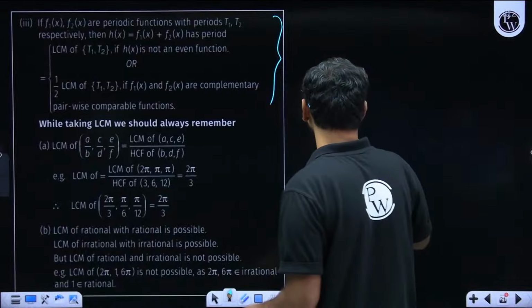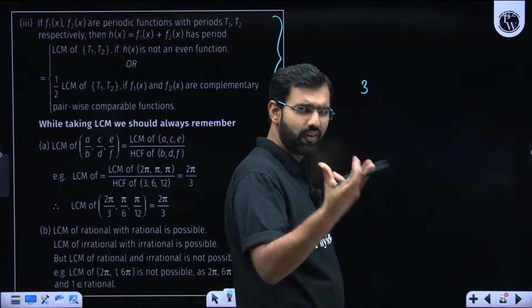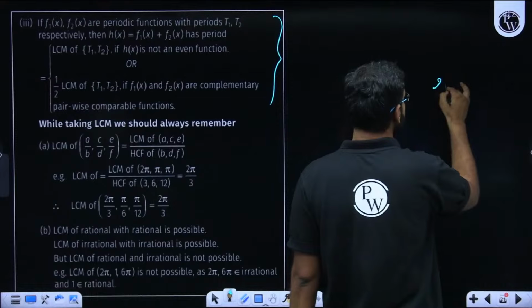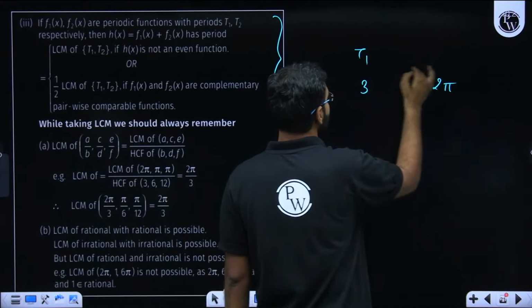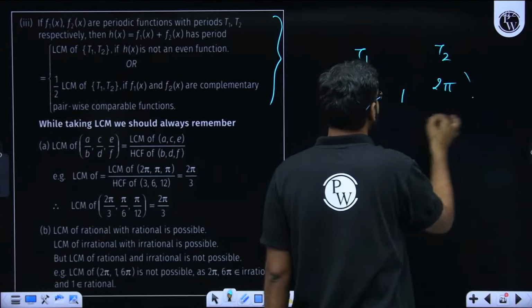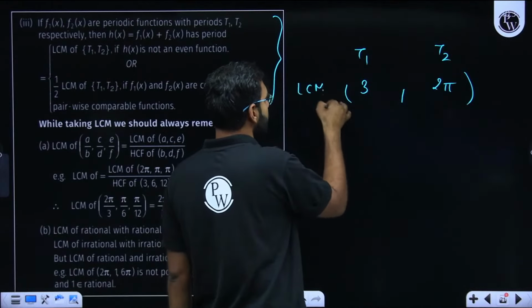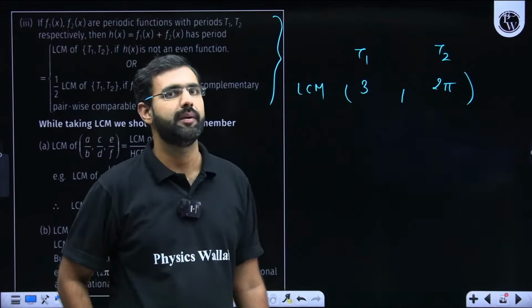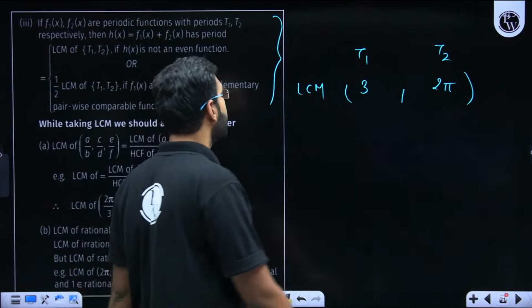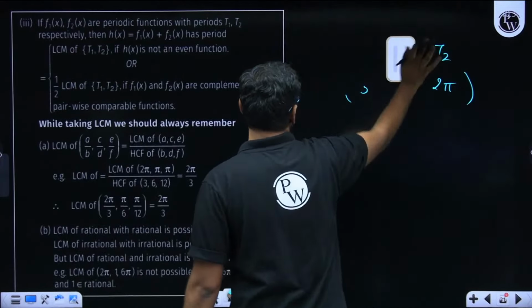Let's say one of the functions has a period 3 for a while. And the other function has a period 2 pi. So let's say T1 is 3, T2 is 2 pi. Now, if you add these two functions and ask me what will be their period, first of all, LCM of 3 and 2 pi cannot be taken. And that's where it will be non-periodic. I hope you understood that.